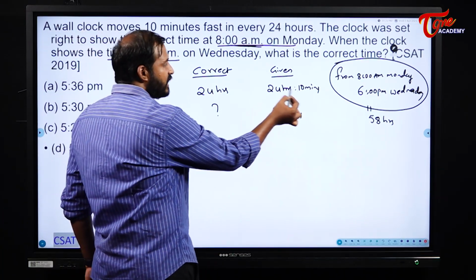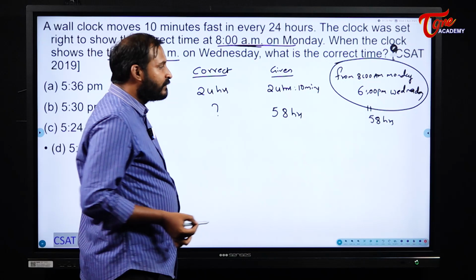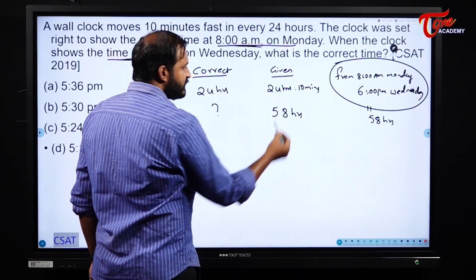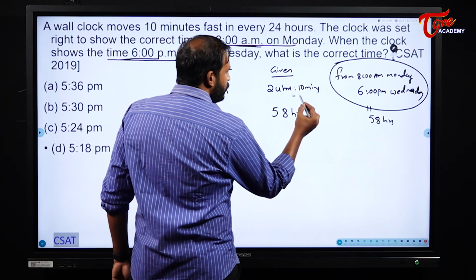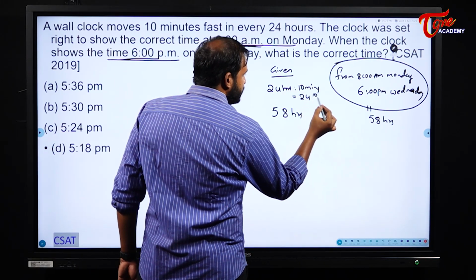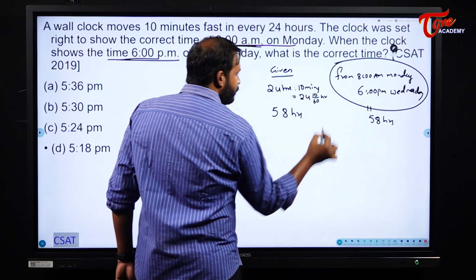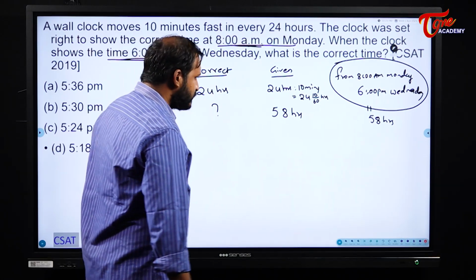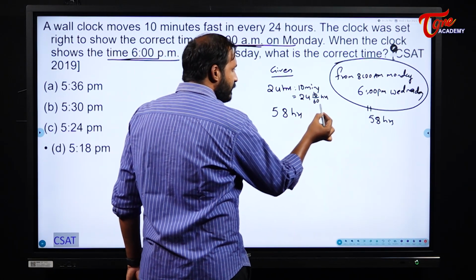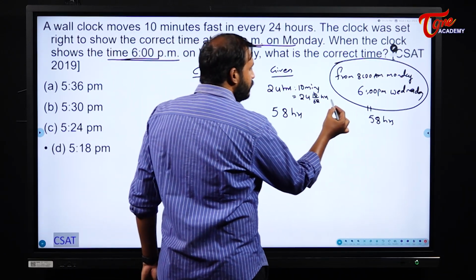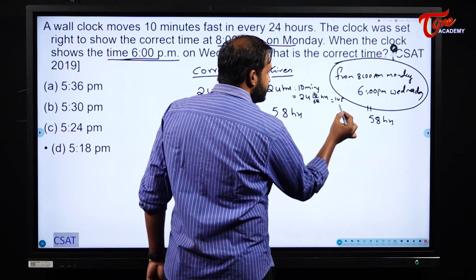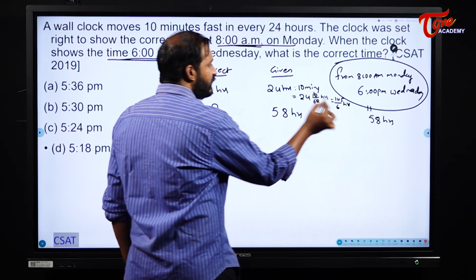See, before that, as usual, make sure that everything is in hours, right? So please try to convert this 24 hours 10 minutes also into hours. How will it become? 24 and 10 by 60 hours. So 24 and 1 by 6 it will become. 24 and 1 by 6 means it will become 145 by 6 hours. I converted everything into hours.